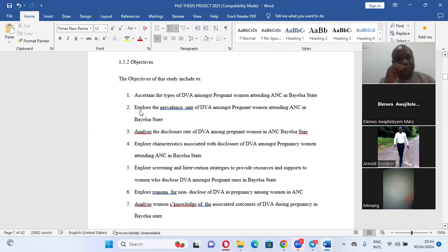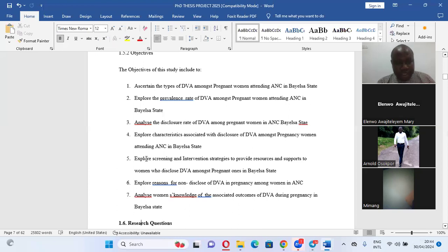Okay. Now the person that wants this work decided that we are going to use a mixed method for it. So qualitative and quantitative, meaning that some objectives will require quantitative, while some will require qualitative. So you can see this explore, this objective 2 is qualitative. Analyze the disclosure. This objective 3 is quantitative. Number 4, explore characteristics. This objective 4 is qualitative.